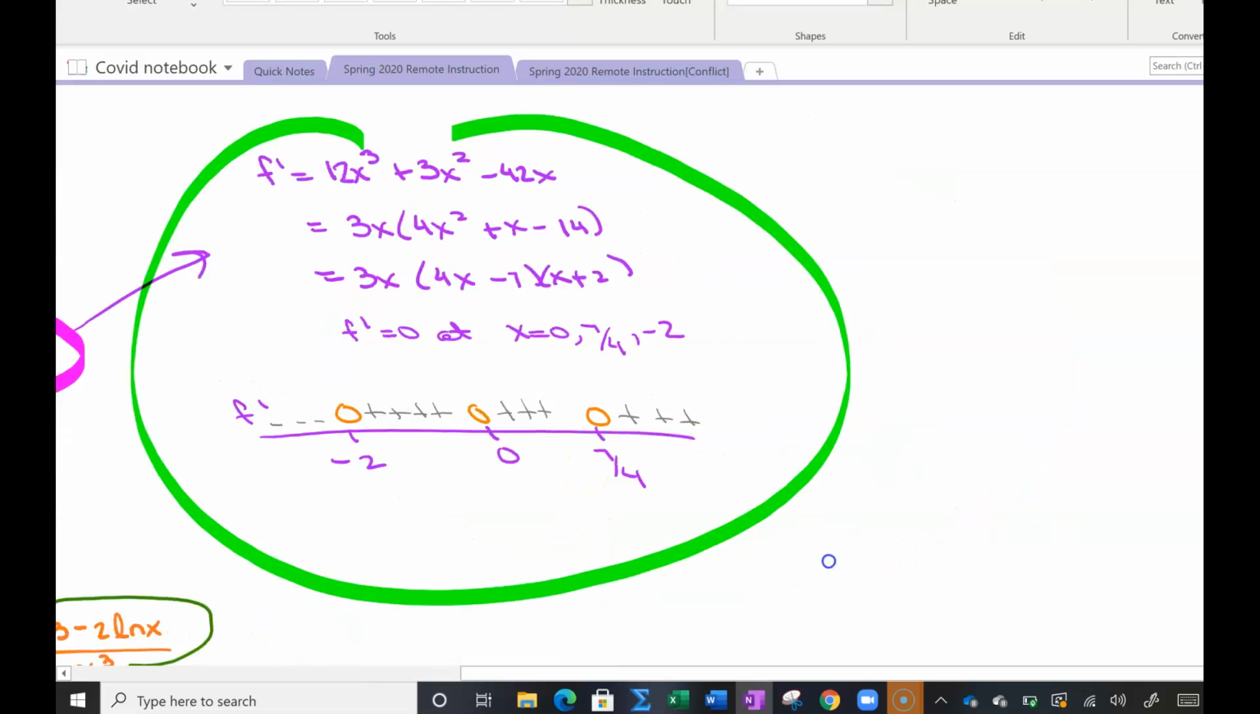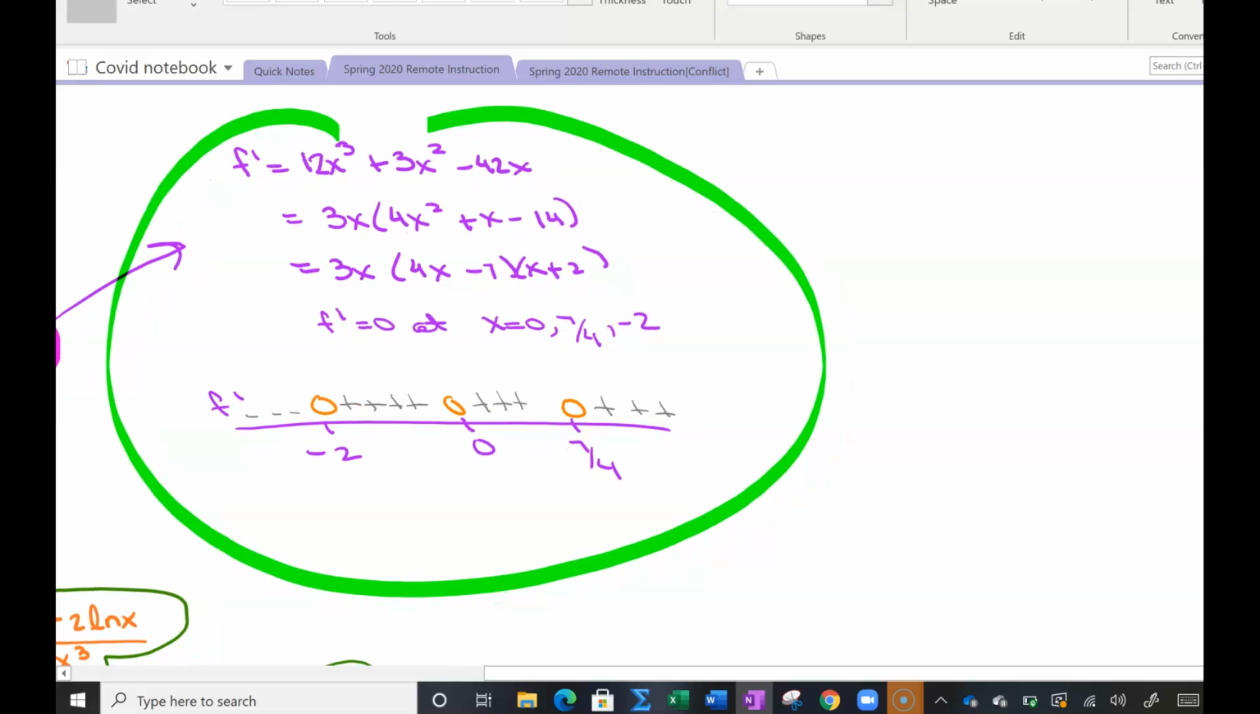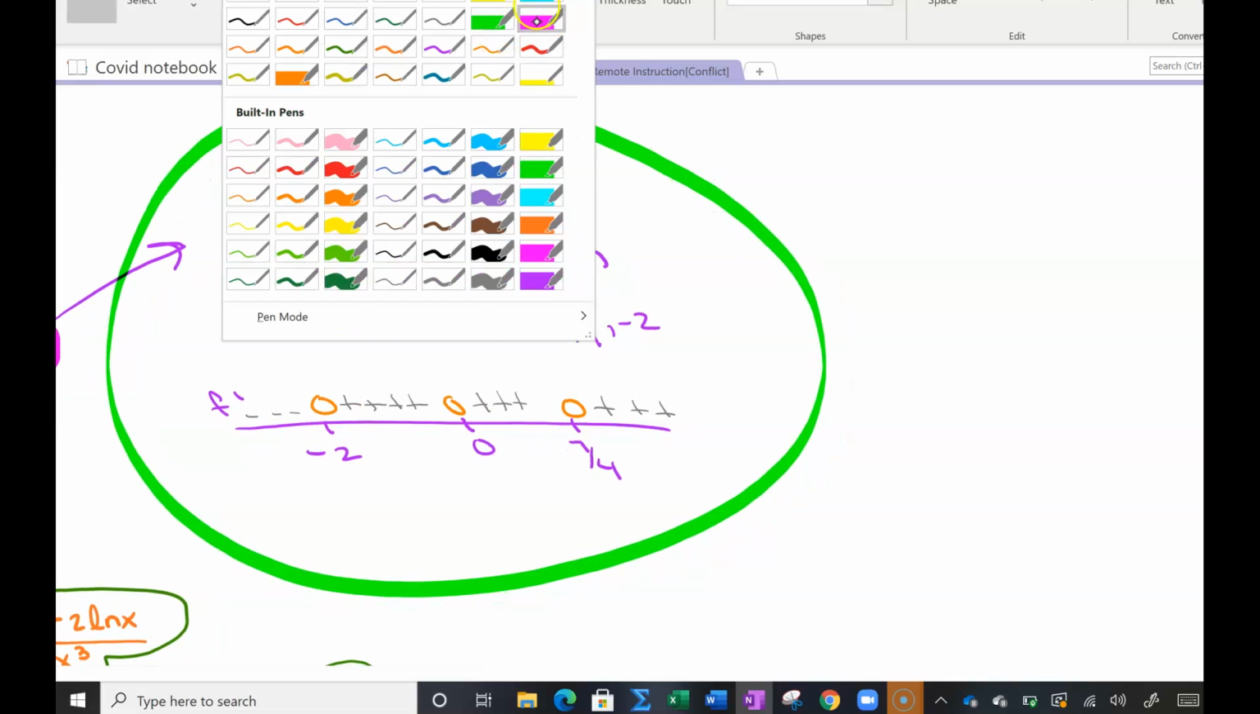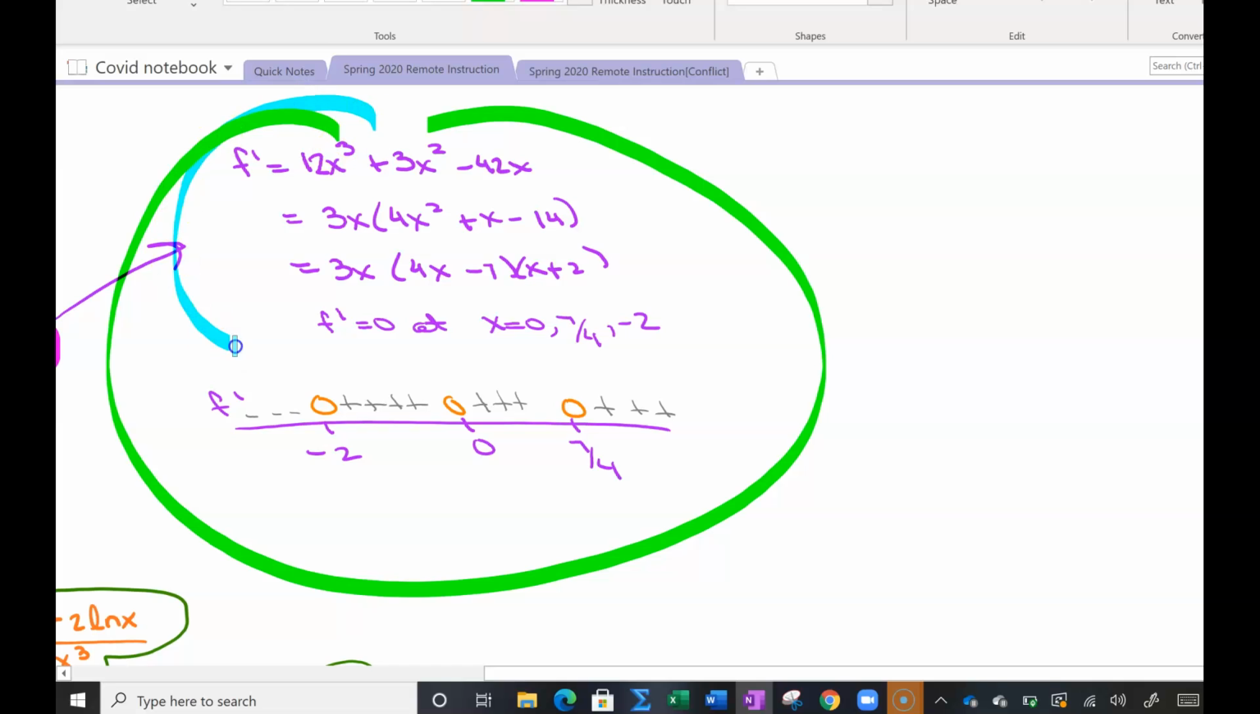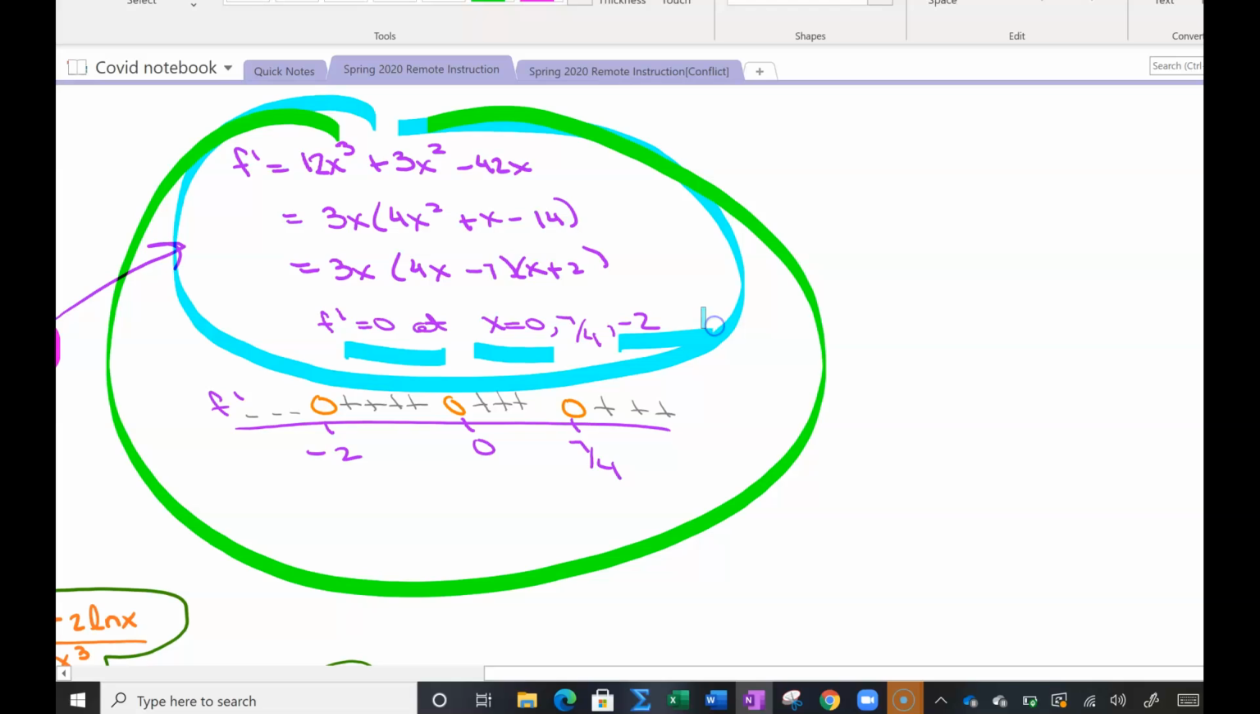But my point here is that if you wanted to use a second derivative test for extrema, you'd still do the first derivative up to here to find where f prime equals 0, because that is the first step. Then you would find the second derivative. The second derivative here is going to equal 36x squared plus 6x minus 42, okay?